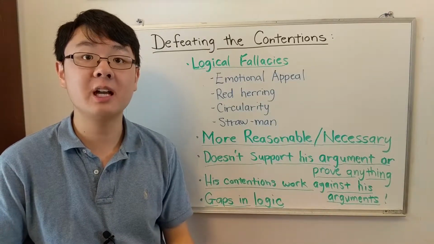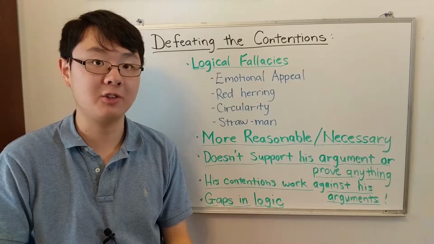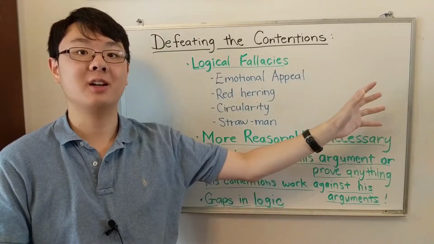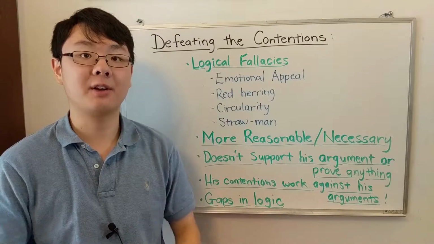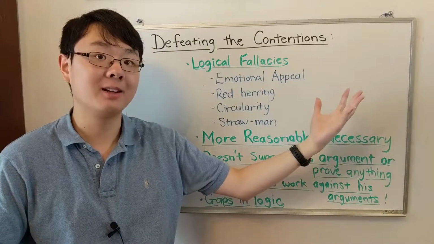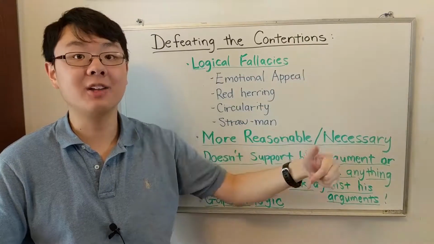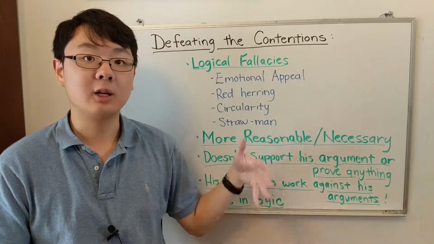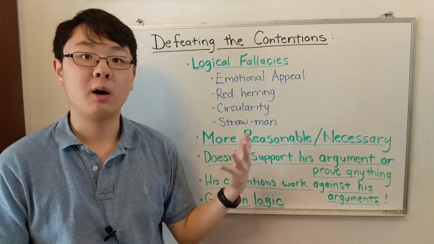Sometimes the contentions could even work against your opponent's arguments. You could say, Judge, my opponent's own argument works against his position. And that's very, very effective because then you're making your opponent look like his main argument is actually working against him. And that's a very effective way to both destroy his credibility and increase yours and increase your persuasiveness.